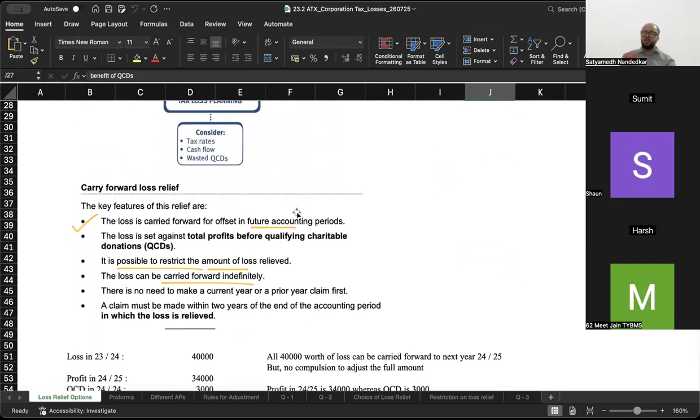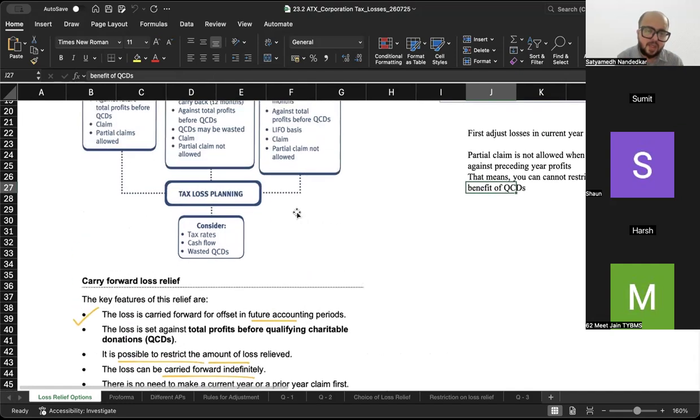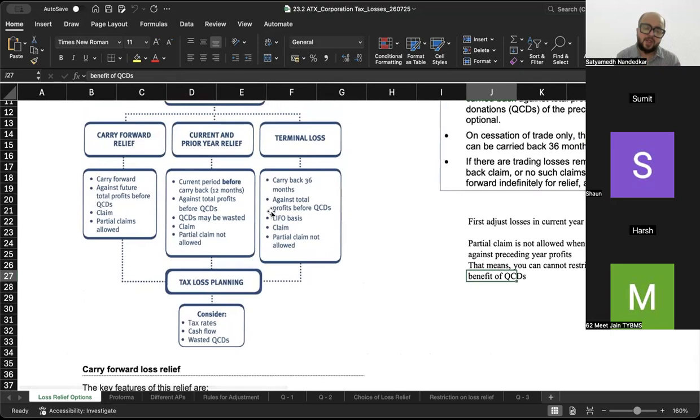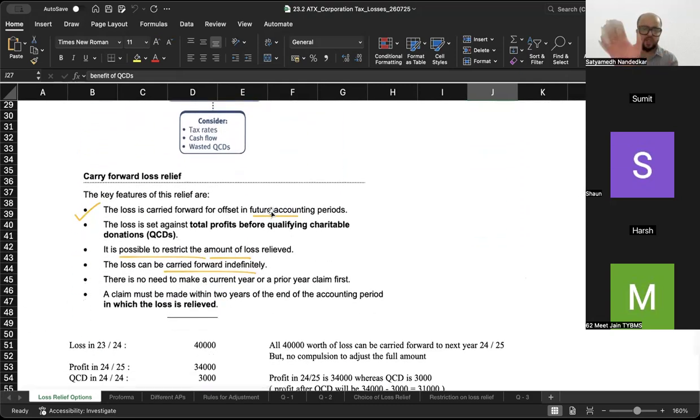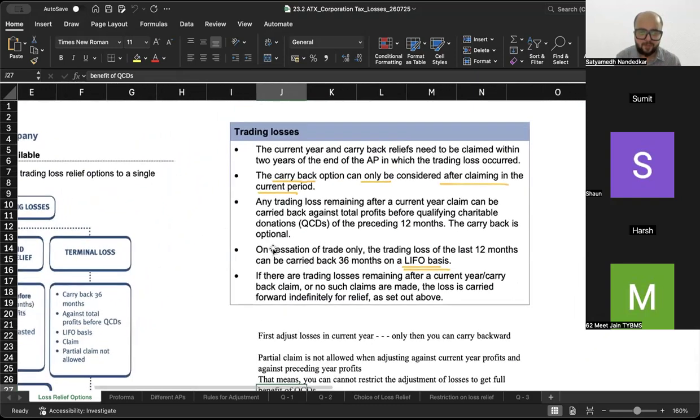Most of the company's loss that you want to adjust against its own profit, these discussions or calculations are usually an all or nothing adjustment. Either claim fully or don't claim anything at all. You cannot restrict its adjustment in such a way that you adjust a small amount and for the balance you can claim the QCDs. That will not happen. Only in case of carry forward relief is partial claim also allowed. In current and prior year and terminal, partial claim is not allowed. Okay. In carry forward it is possible to restrict the amount of claim.